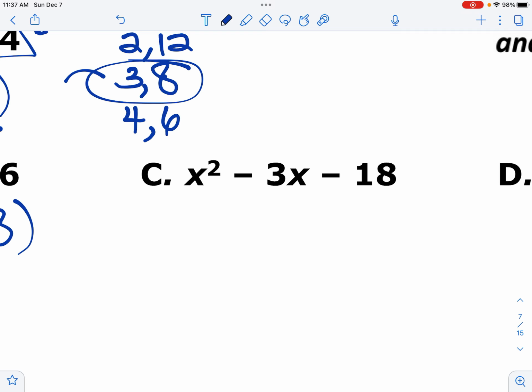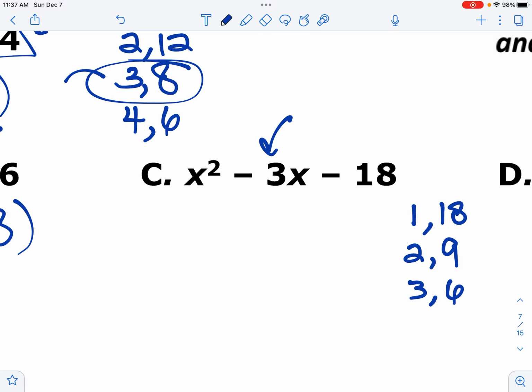So when I'm looking at 18, I know that the factors of 18 would be 1 and 18, 2 and 9, 3 and 6. But now I also need it to be negative 18 and it has to add up to be negative 3. So in order for numbers to be negative, if you're multiplying, one of the numbers has to be negative.